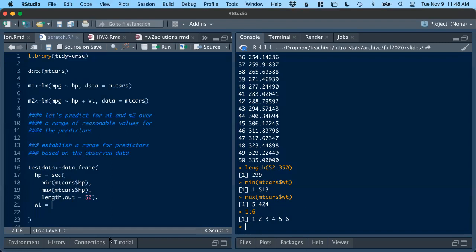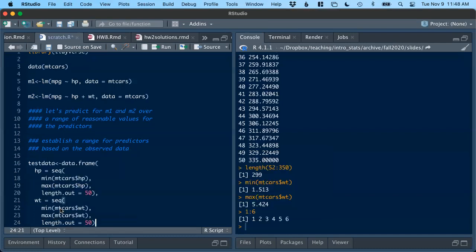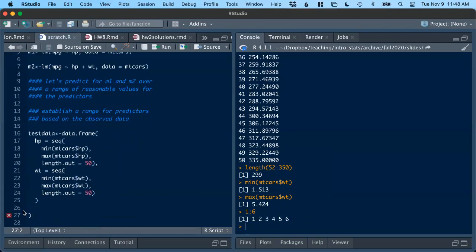And that's really useful. Okay, so sequence, min, empty cars, $, weights, max, empty cars, $, weight. I don't have to use the minimum and maximum. I'm just doing that because I want to predict along the whole range. I could start from the first quartile to the third quartile, or from the 5th percentile to the 95th percentile. You can choose whatever range you want, right? This is arbitrary. It's our predictions. We can do what we want with it. But I think it's sensible to use the observed data and the minima and maxima to do that.